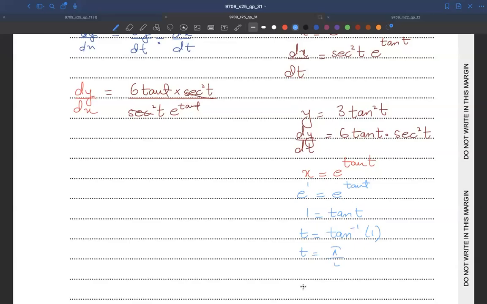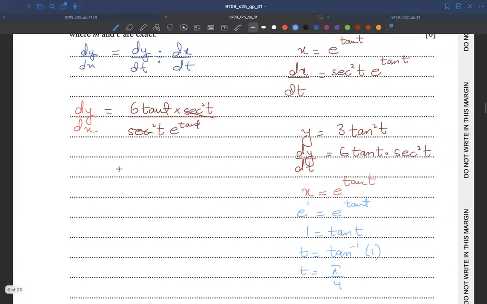And once we have the value of t, we can substitute it in dy/dx. So this will become 6 into tan of pi by 4. But again, tan t we could have just written as 1. So we can just write 6 into 1 divided by 1 into e to the power of 1. So this is dy/dx. We can write it as 6 upon e.